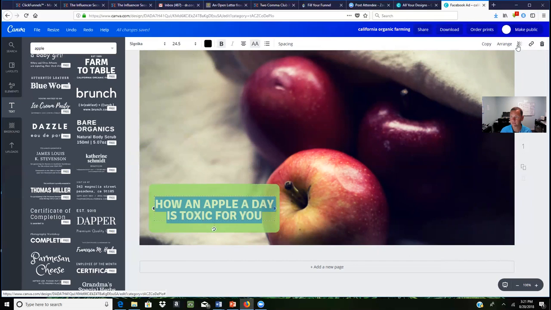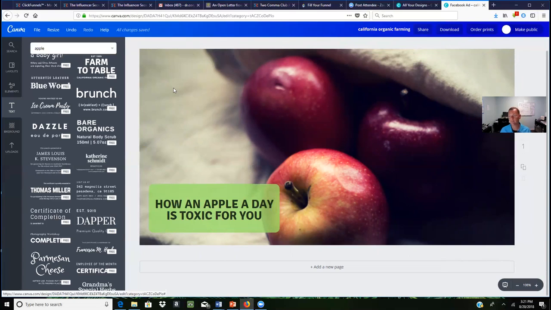I'm just playing with this. You can obviously do whatever you want on here, but maybe this is my ad. So I have an image. It's of apples. How an apple a day is toxic for you. Done. Maybe that's written underneath as my headline as well. And I'm trying to drive traffic to my GMO class. Boom. I'm already there, right?